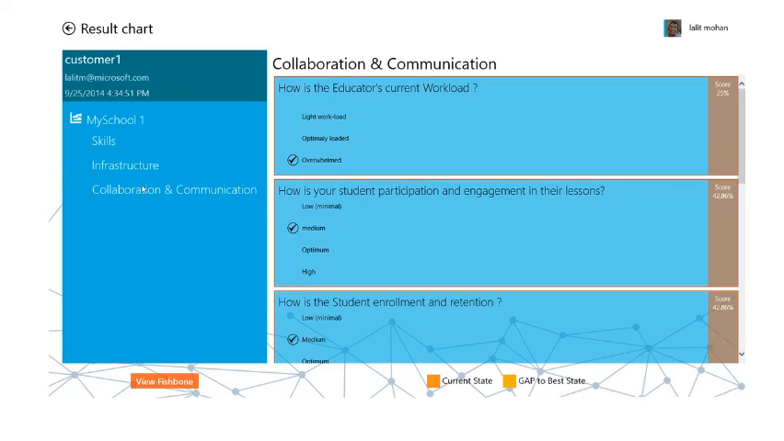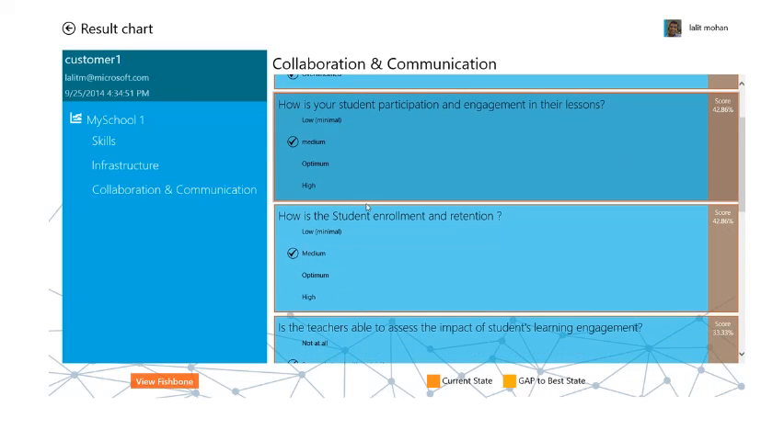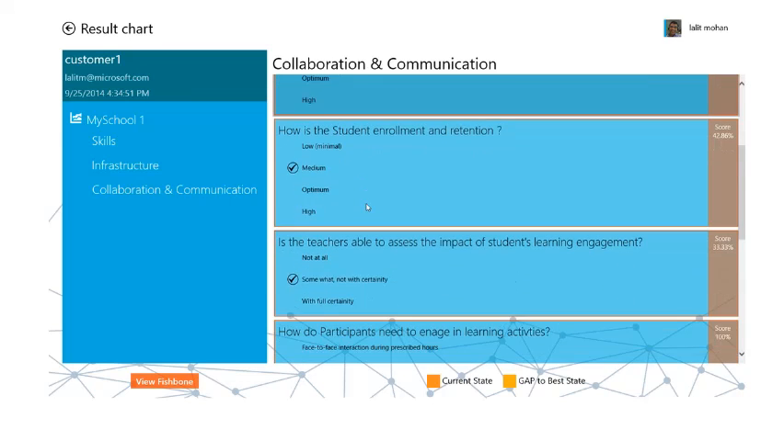Similarly, in the collaboration and communication section, the collaboration and communication technology in use must be able to deliver its benefit. So retention and enrollment shows a high score indicating effectiveness, which is currently not the case at Customer 1.